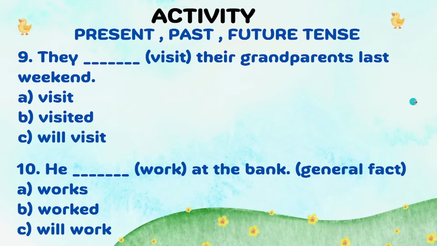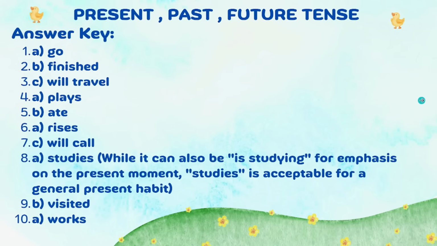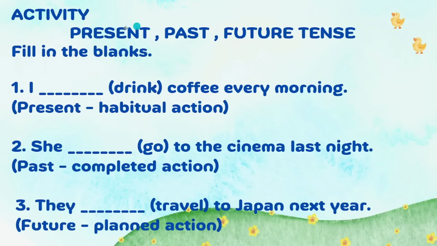Okay? Alright. So, don't you all worry because there's a key answers here. Okay. For the present, past, and future tense. Okay, you will fill in the blanks again. I am going to guide you again for this. So, it's present. So, what are we going to use? We will not change anything because of this present. I drink coffee every morning. It's present. Okay? So, it says that it's past for number 2.